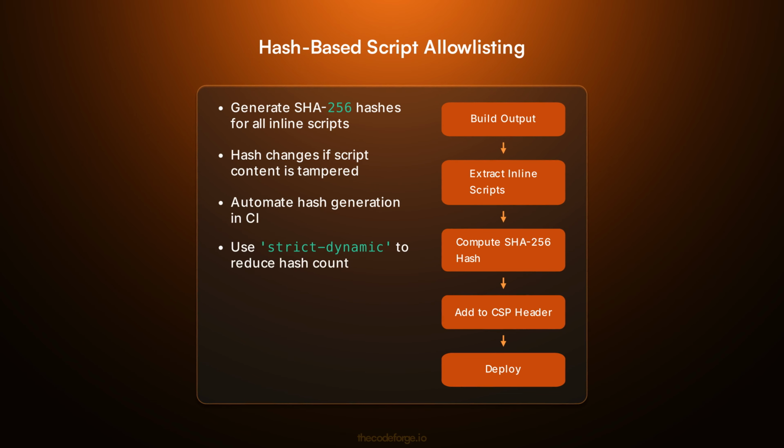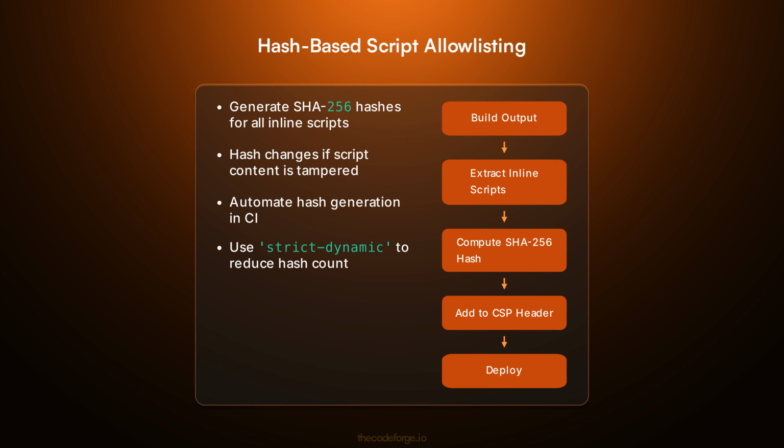Hash-based allowlisting requires generating a SHA-256 hash of every inline script in your application. The hash changes when the script content changes, so any tampering produces a different hash and the browser blocks execution. For Next.js, inline scripts include the bootstrap runtime and analytics snippets.